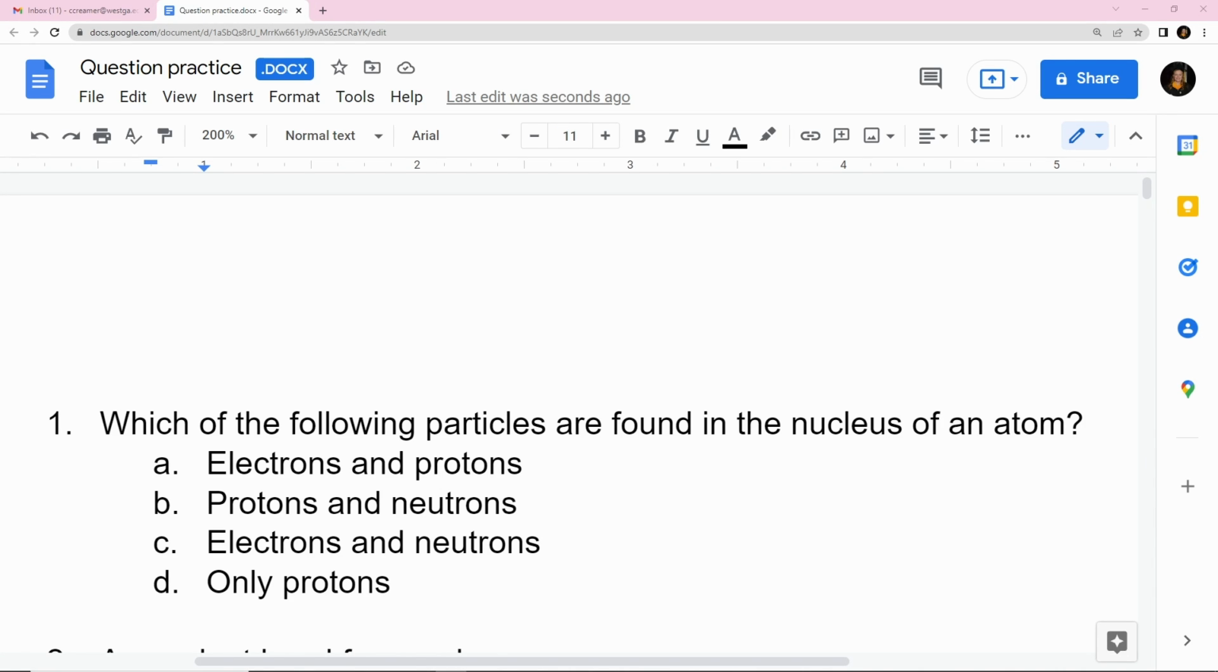Okay, today we're going to look at some practice questions. And our first practice question is as follows: Which of the following particles are found in the nucleus of an atom? Electrons and protons, protons and neutrons, electrons and neutrons, or only protons? All right, if you answered B, you would be correct.